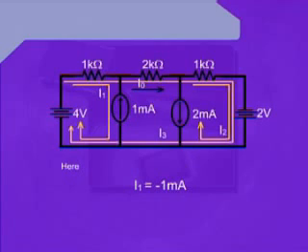Also, if we see mesh number 2, to which we have assigned the current I2, it lies on the extreme right of the circuit. In this loop too, there exists an independent current source with a value of 2 milliamperes. Once again, the 2 milliampere current has a direction opposite to that of I2. Therefore, we can write I2 is equal to minus 2 milliamperes.